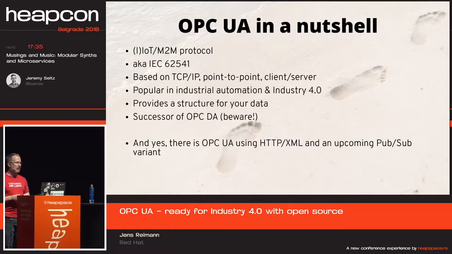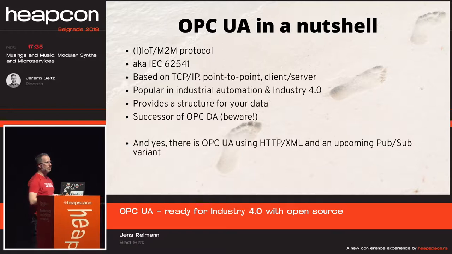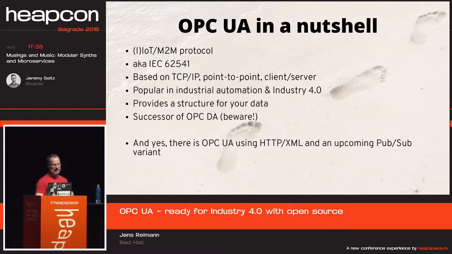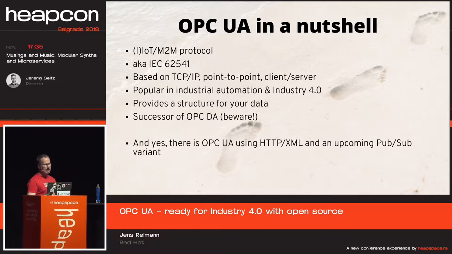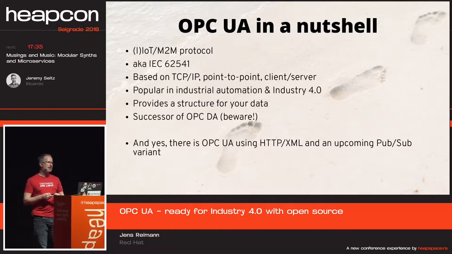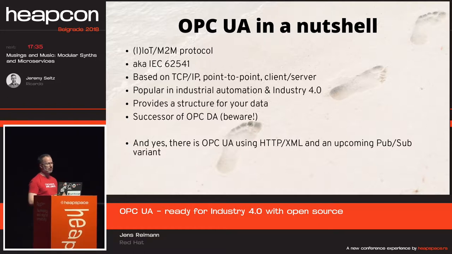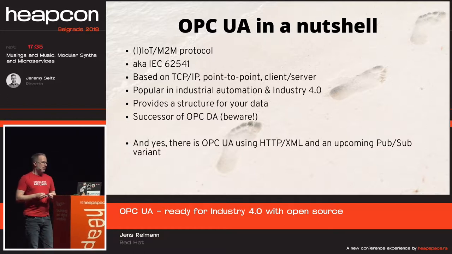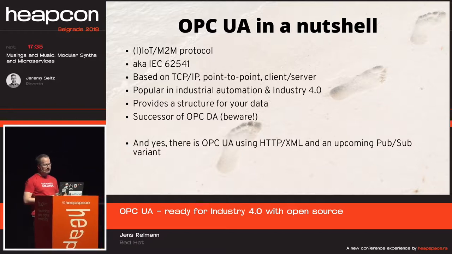So OPC UA is an IoT, or machine to machine, protocol. That was also a term coined several years back. It is a protocol for exchanging data there. OPC UA also is an IEC standard. So it's been standardized now, so you can buy the spec and simply implement that, which is an important fact for OPC UA. OPC UA is built around TCP/IP. So this is also important.